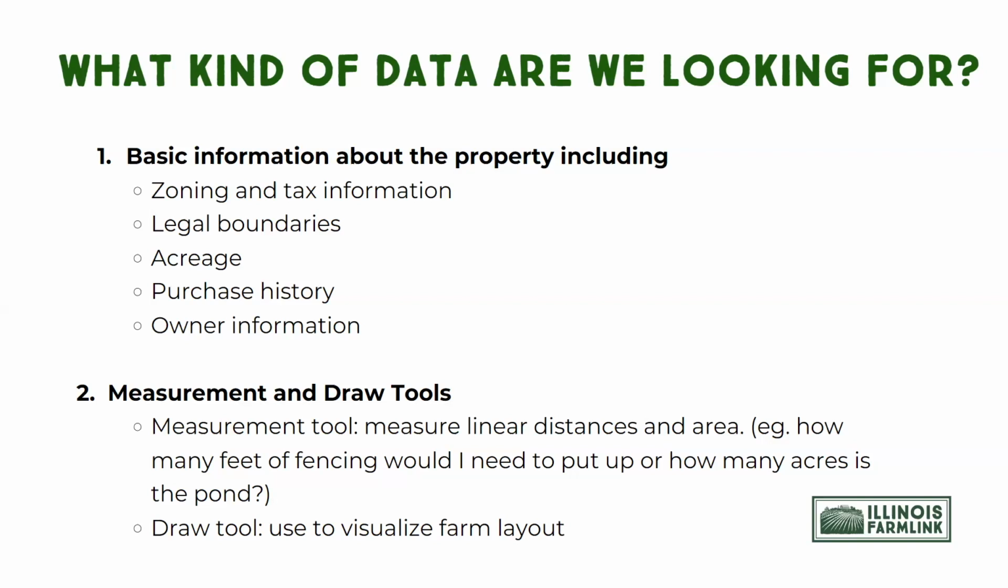Secondly, we can use measurement and draw tools to kind of interact and play with the property. And I found the measurement tool to actually be really helpful. You can measure both linear distance and area. Some scenarios where that might come in handy is if you see in the listing that there's a forested area and then there's also an open pasture or an open crop field, but it doesn't tell you a breakdown in acreage. You can use this measurement tool to calculate those areas. And similarly, you can use the linear distance measurement tool to look at maybe how many feet of road frontage there is, or how many feet of fencing you'd have to put up around a paddock, things like that.